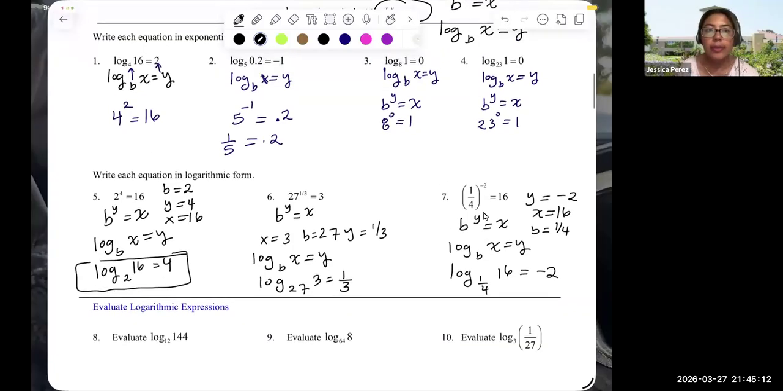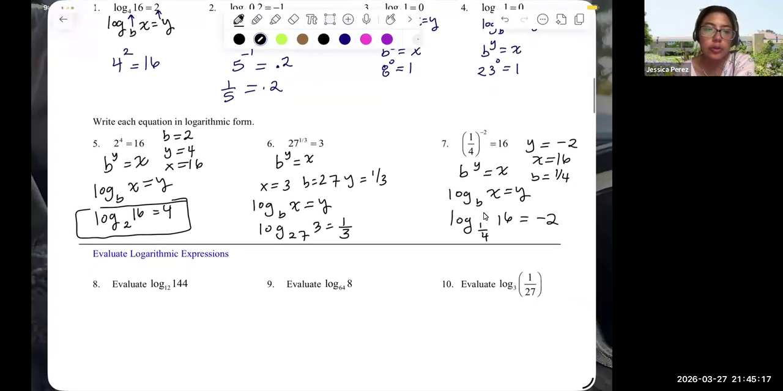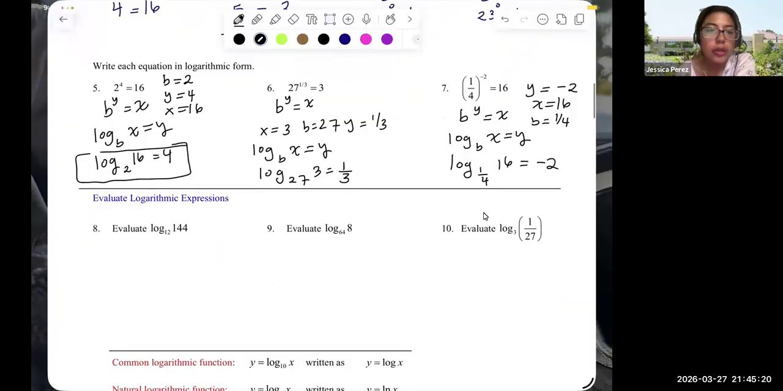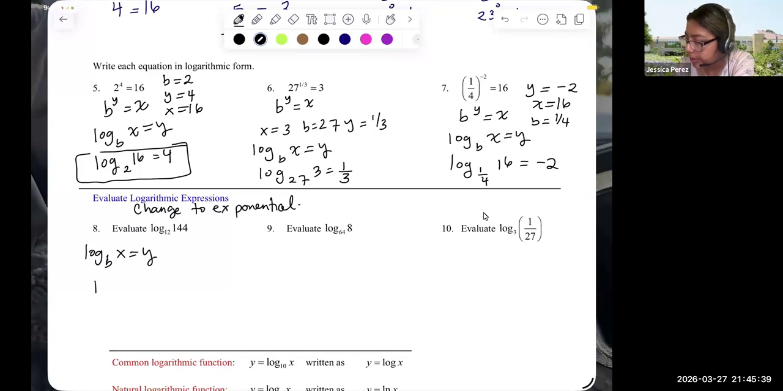Now being able to go back and forth within exponentials and logarithms, I'm able to actually evaluate logarithms. So the way to evaluate a logarithm is actually changing it to exponential. So let's go ahead and do that. So we're going to change to exponential. To change to an exponential, remember we have log base b of x is equal to y. So we were looking for the base, so the base is 12. And we don't know what the exponent is, so y is equal to 144, right? Because it's b to the y equal x.